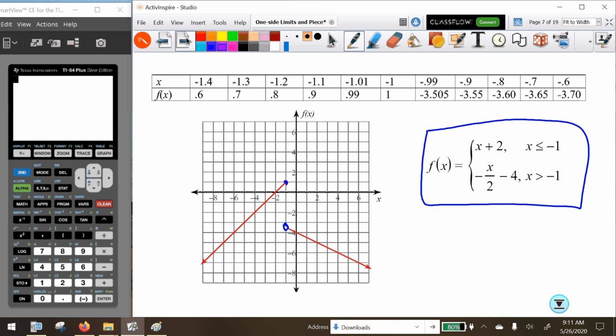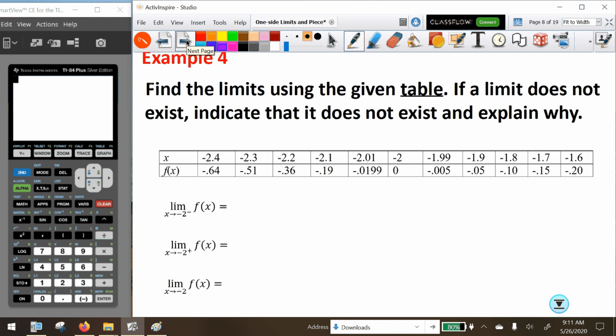All right, let's look at another example where we're analyzing a table of values. We have to find the limit as x approaches negative 2 from the left side, then from the right side, and then determine if that limit exists. So as x approaches negative 2 from the left side of negative 2, negative 2.4, negative 2.3, negative 2.2, negative 2.1, negative 2.01, the y values are getting closer and closer. Well, they're getting closer and closer to 0.